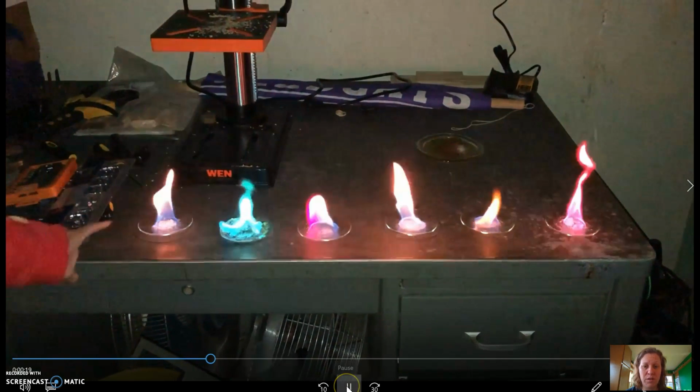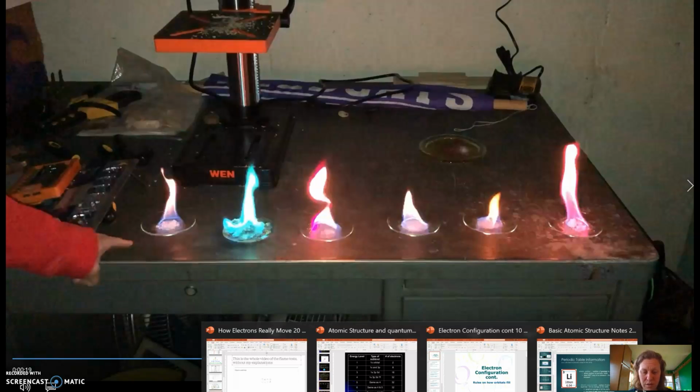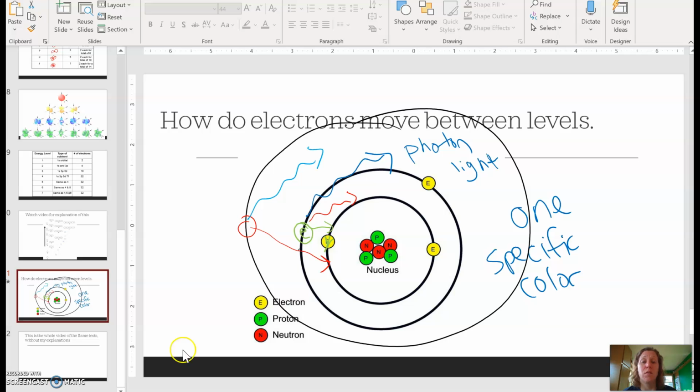I'm going to pause and go back to my PowerPoint. No, I'm not going back to the PowerPoint here. Pause. Okay, each of the colors of the light that those metals were burning were like that. Copper was green, and strontium is red. Each of those metals had its own color because of this photon idea that only one color of light is emitted when they fall back down.